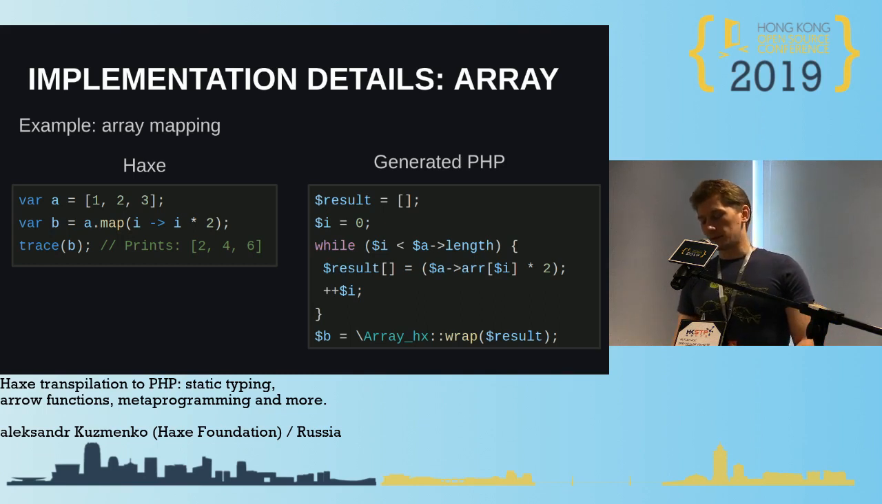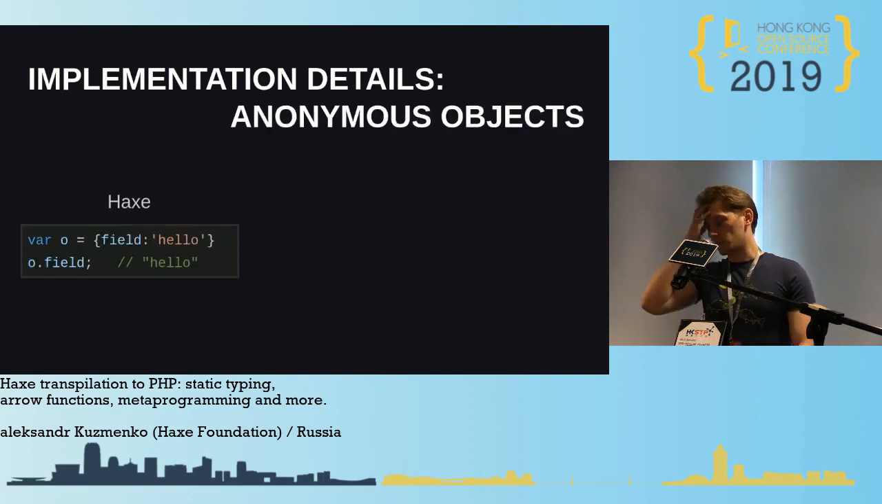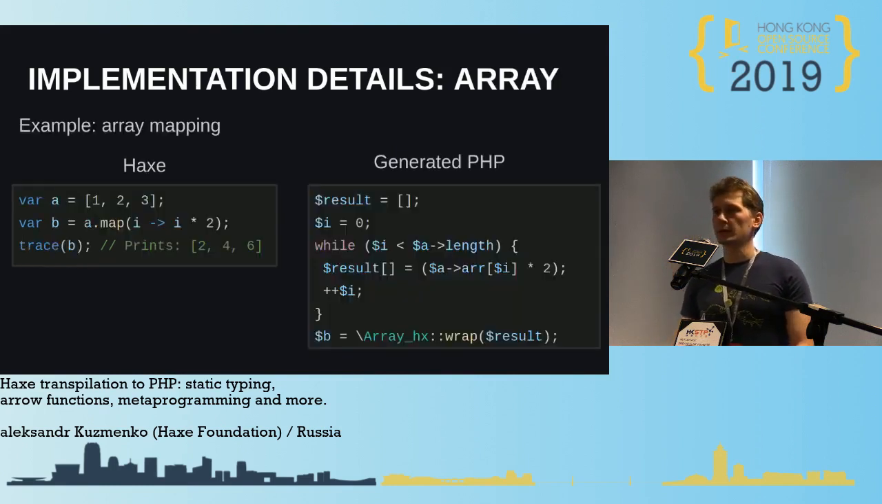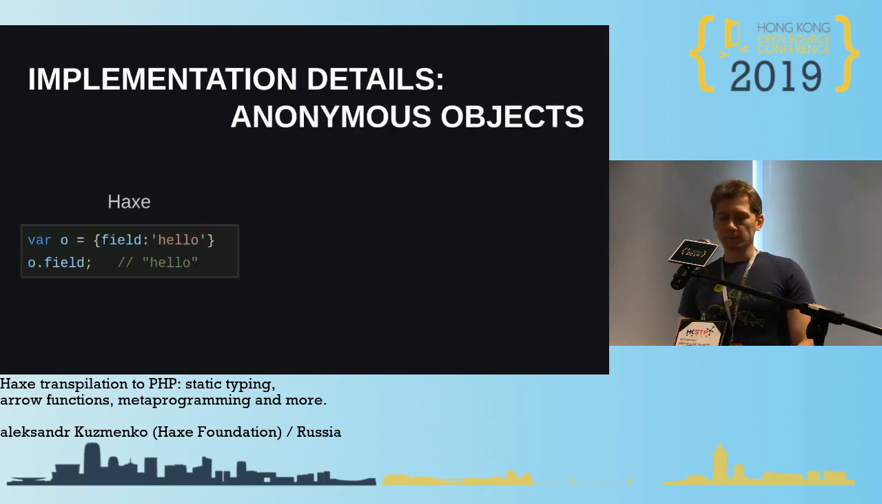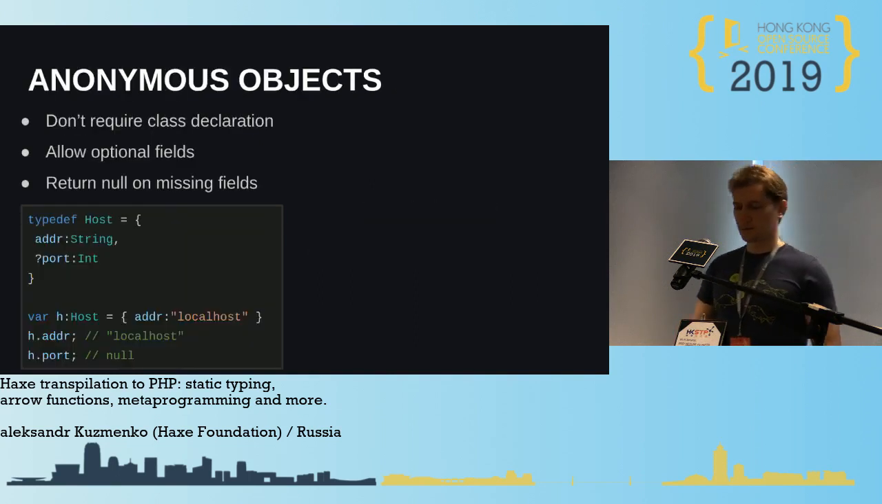And since an array has different semantics in Haxe, we have to wrap it in a class implementing Haxe array semantics. You can of course use native PHP arrays in Haxe. You just have to use PHP functions for that. Also, another detail is anonymous objects. I don't think I have time, so I'll just skip it. Here's how it looks. My slides will be available later, so if you want, you can check them.